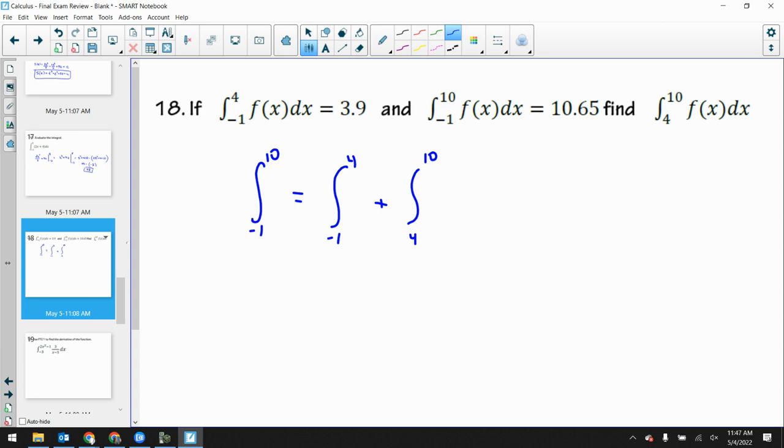And so negative 1 to 10 is 10.65. Negative 1 to 4 is 3.9. And I want to know 4 to 10.